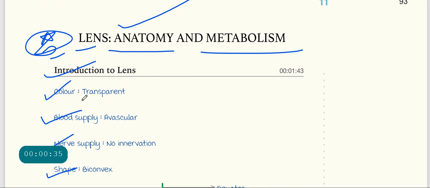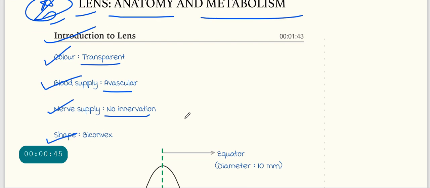The color is transparent. The blood supply: the lens is avascular. The nerve supply: no innervation to the lens. Only the muscles are responsible for the movement. The shape is biconvex. Remember this. The important thing over here is the shape.